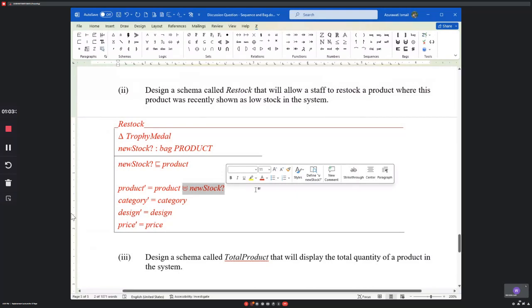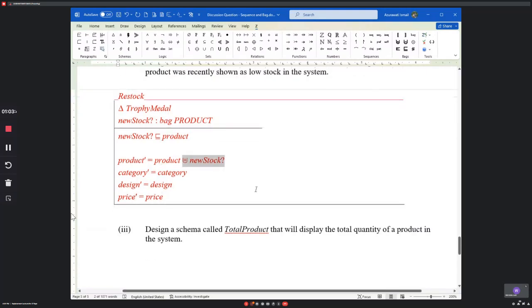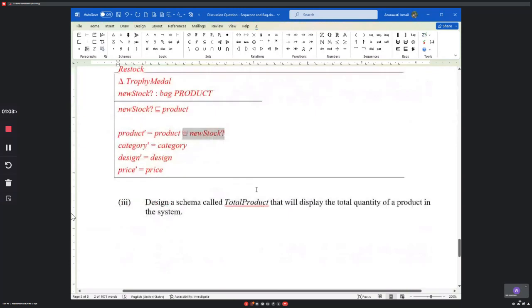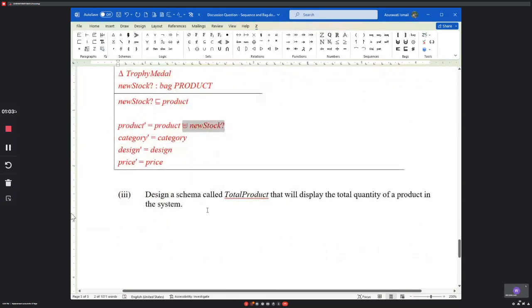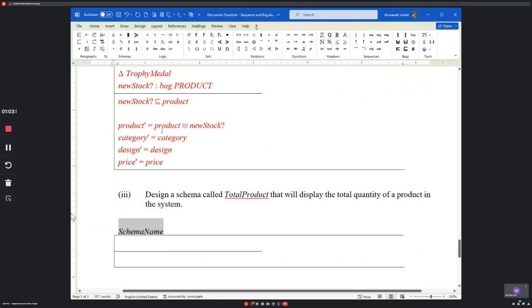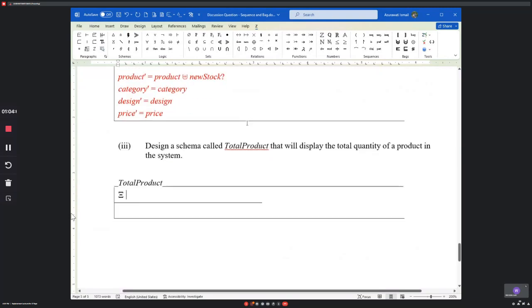And then the next one here: total product, display total quantity of product. How many? For this one, we are not going to change our database data because we want to produce only the quantity of the product.